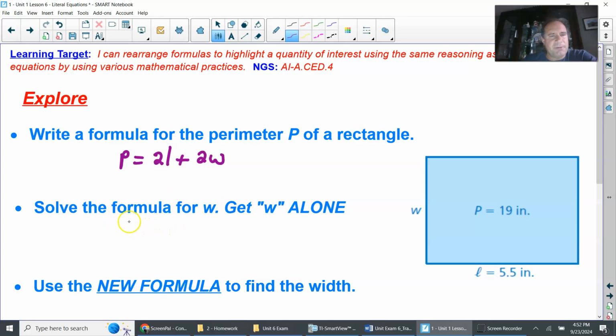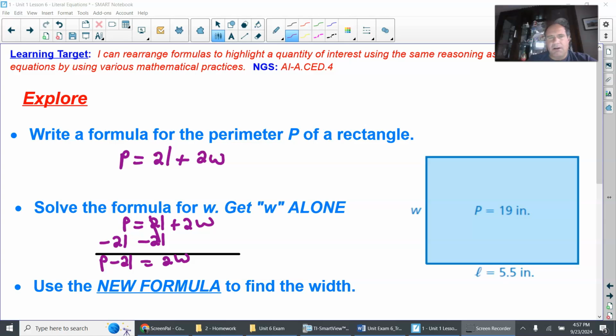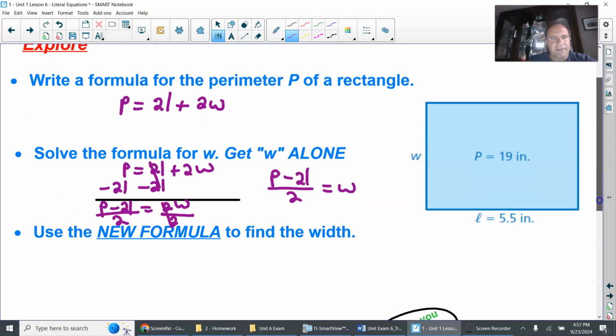So it says solve the formula for W. So we're just going to put P equals 2L plus 2W, and we're going to solve it for W. We're going to minus the 2L on both sides. Okay, so solving for W, we would divide this by 2, and then it would get P minus 2L over 2 equals W. And that is the new formula for the width.